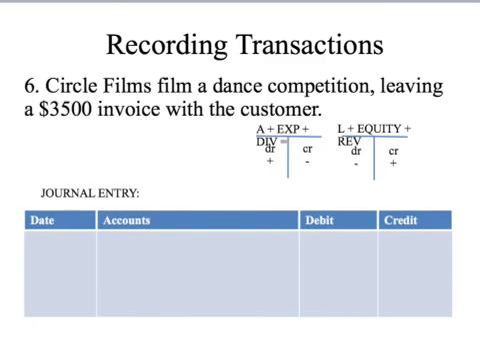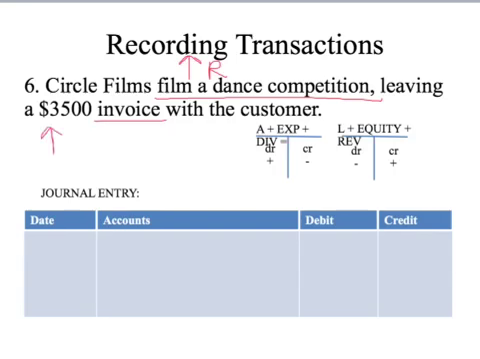Circle Films a dance competition, leaving a $3,500 invoice with the customer. First of all, films a dance competition. That means they've given the service to the customer, they've earned the revenue. Whenever you earn revenue, you need to think about, have we got the money already? Did we just get the money, or are we waiting for the money? Now here it says we're leaving an invoice with the customer. An invoice is simply a letter showing how much money the customer has to pay. So that means that the customer has not given us the money yet. We're still waiting for the money.